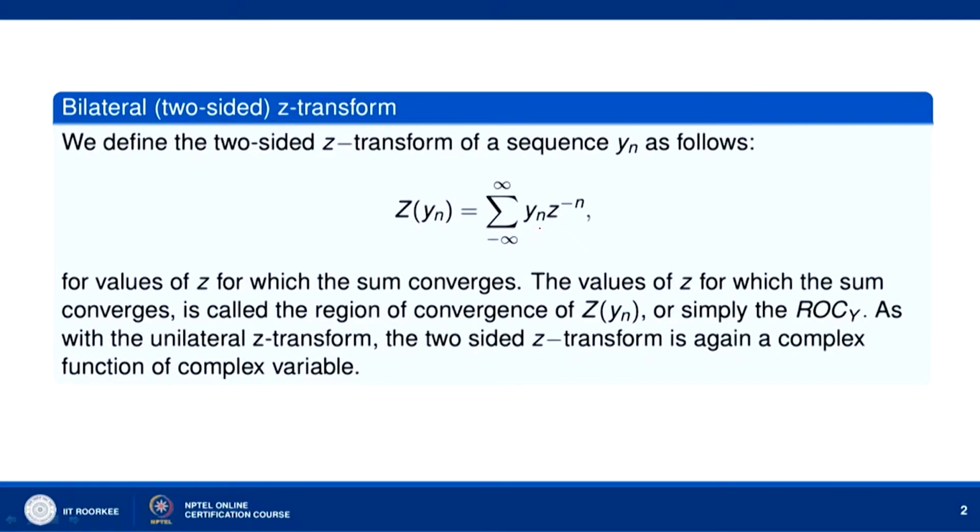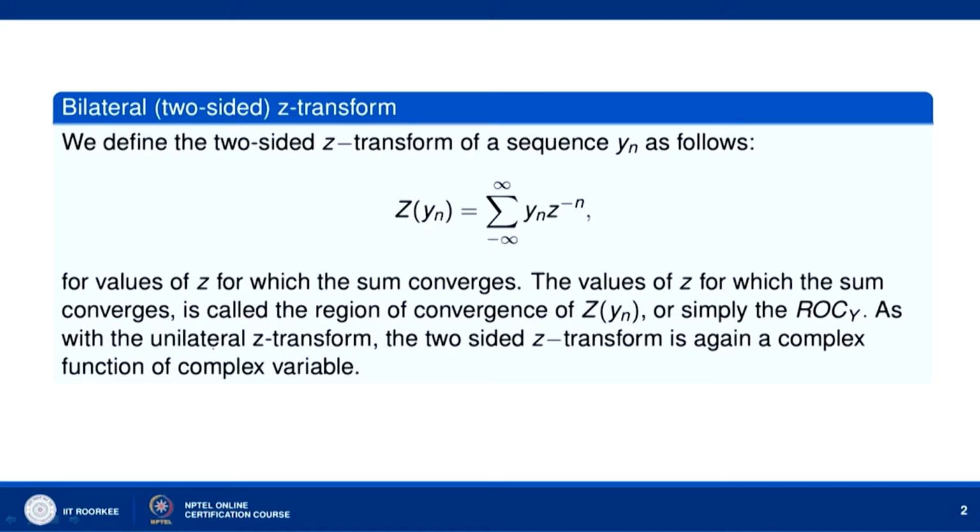The two-sided Z transform of a sequence y[n] is defined as Z{y[n]} = sigma n equal to minus infinity to infinity y[n] z to the power minus n, and this is defined for those values of z for which the series on the right side is convergent. The values of z for which the sum on the right side converges is called the region of convergence of Z{y[n]}, or simply the ROC of Y(z). ROC of Y(z) means region of convergence for Y(z). This is Y(z). Z of y[n] is Y(z).